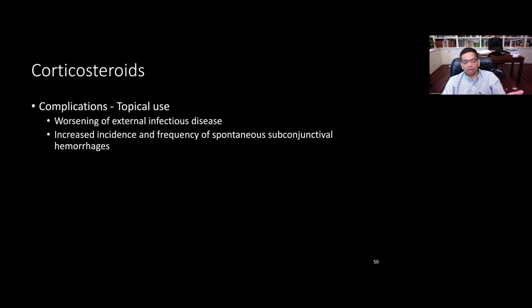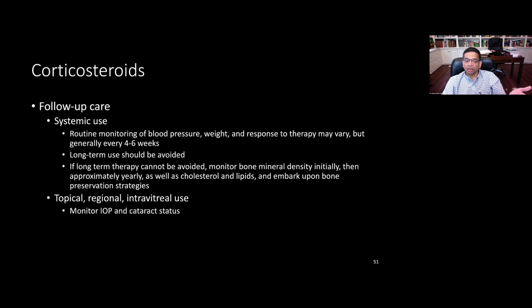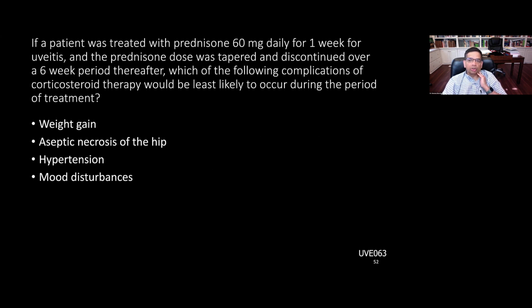External infectious disease in the conjunctiva is a contraindication to topical corticosteroid use. Some patients with topical corticosteroid use chronically can develop recurrent subconjunctival hemorrhages, which can be a nuisance for the patient. You need to monitor these patients carefully. We've already talked about some of these monitoring issues.